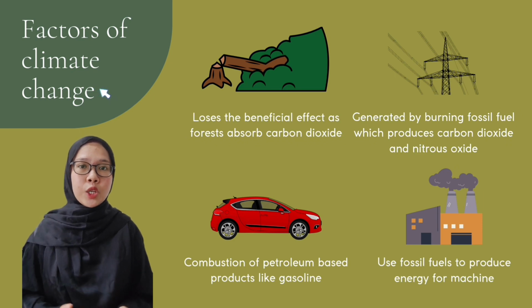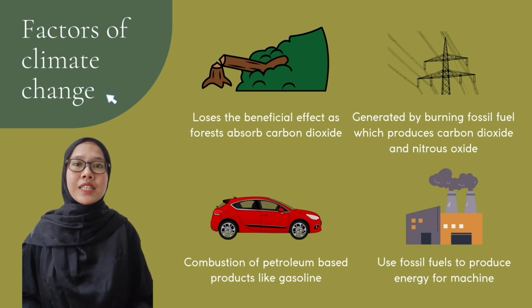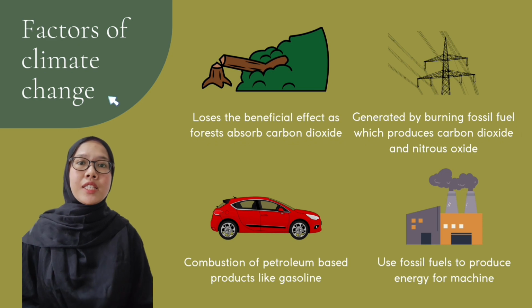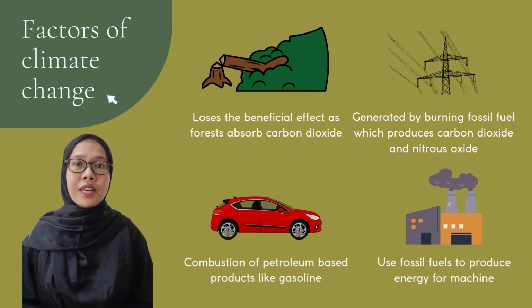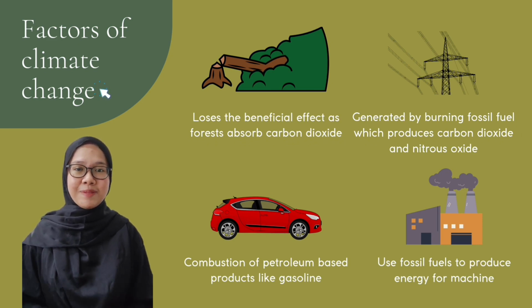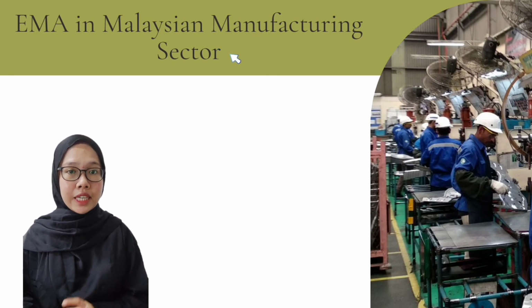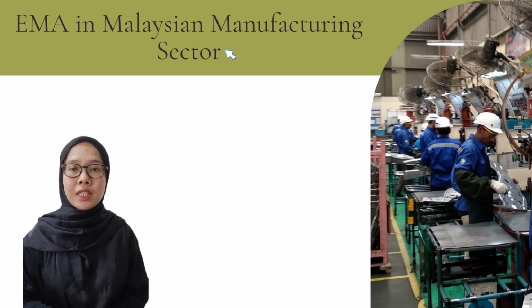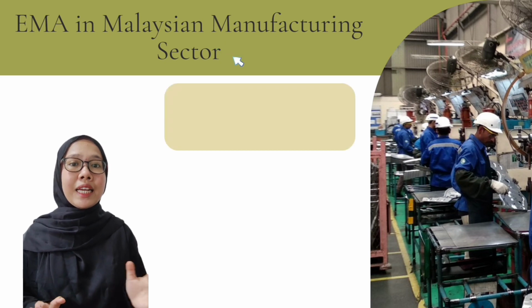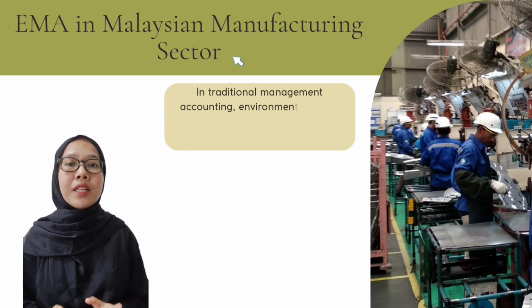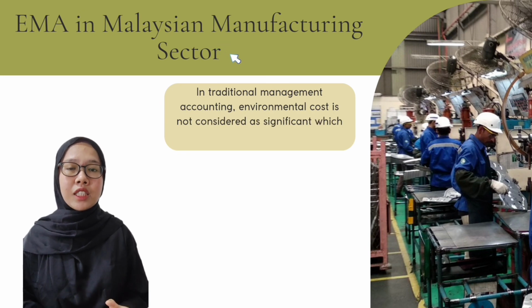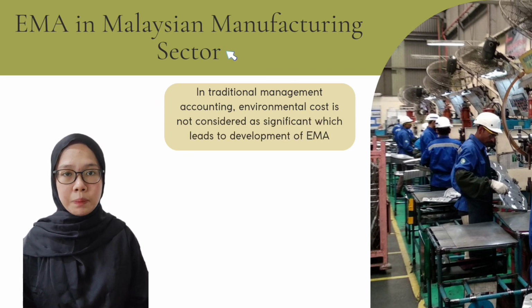Human activities have led to an increase in global temperature, rise in ocean level, and extreme weather like storms and droughts. Therefore, how can we relate environmental management accounting (EMA) and climate change in the Malaysian manufacturing sector? Climate change is considered to be a material issue that can have financial consequences for most companies.